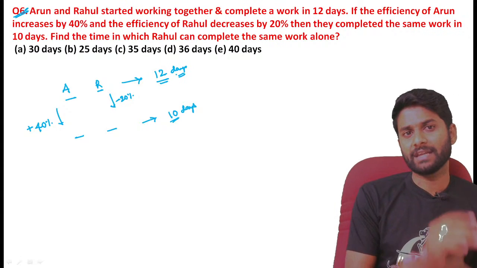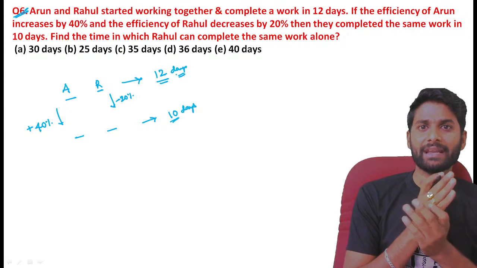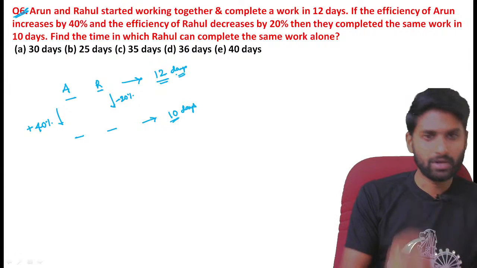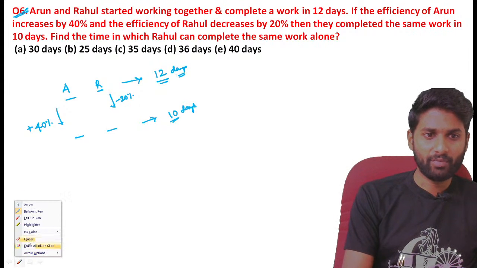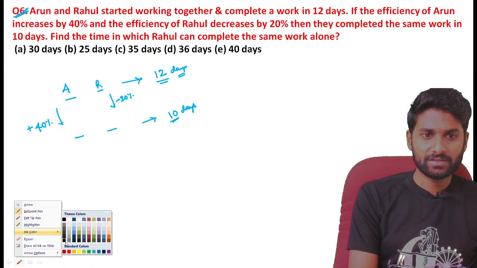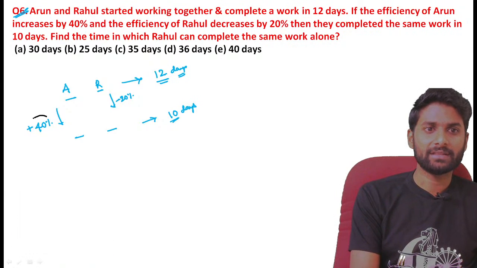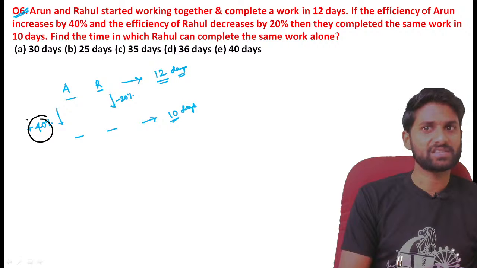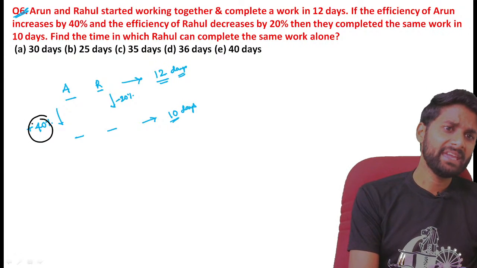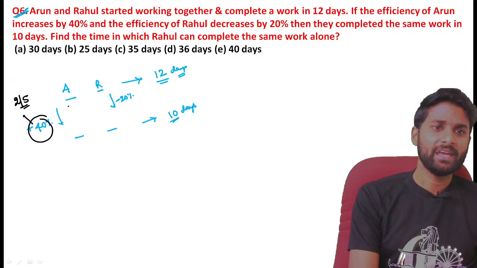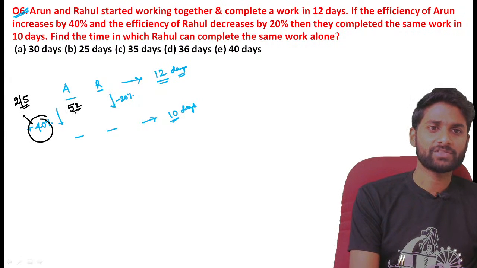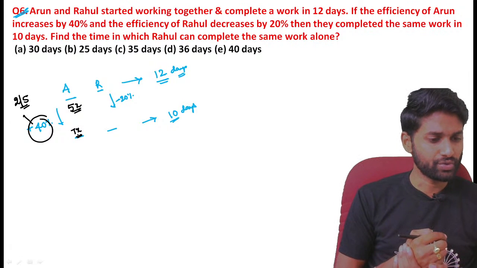Now, find the time taken in which Rahul can complete the same work alone. See, guys, for this type of model, the most important parameter is the efficiency. Increases efficiency by 40% means 2 by 5. It means initially they are performing 5x units, now they are performing 7x units. Why? Because they increase by 2 units.